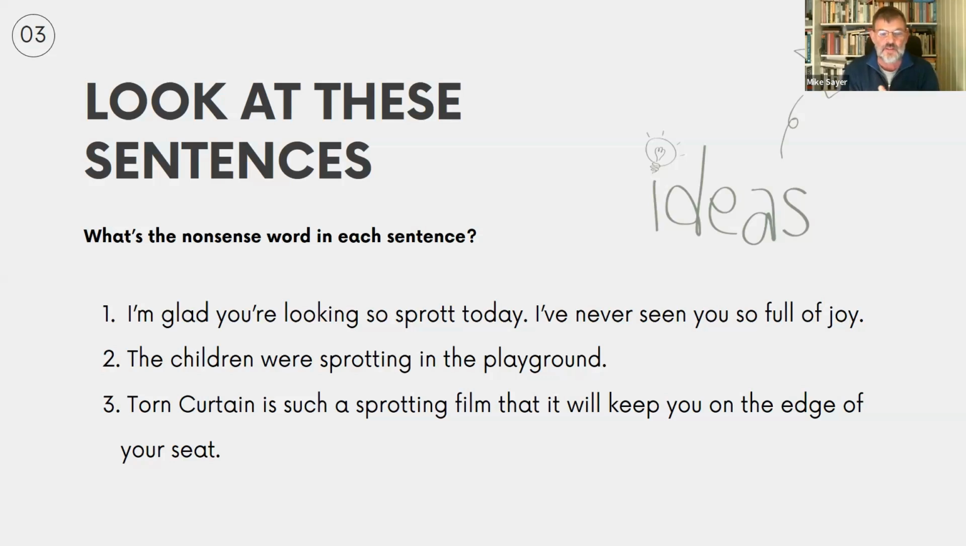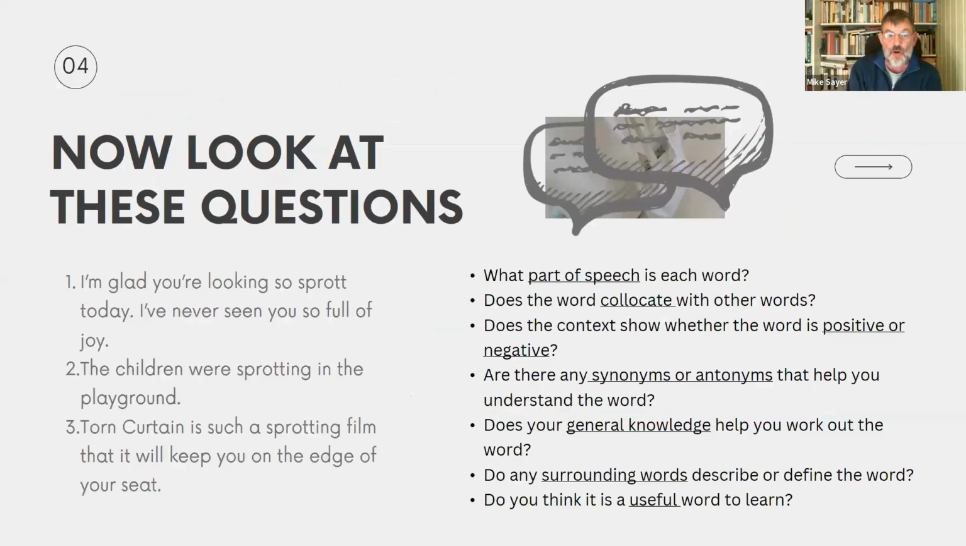So look at these sentences, read through the sentences just for a moment yourself, and think, what is the nonsense word in each sentence? Okay, so the answer is sprot. That's my made-up nonsense word. And it's quite a nice word, isn't it? Sprot.